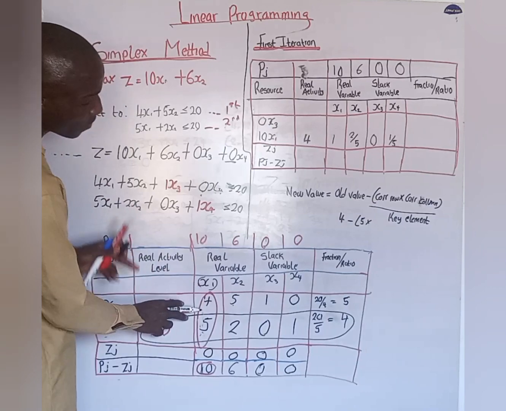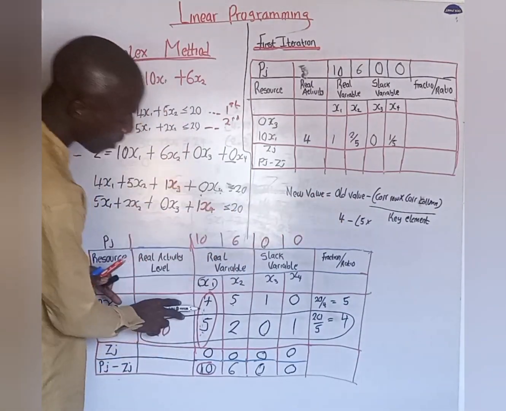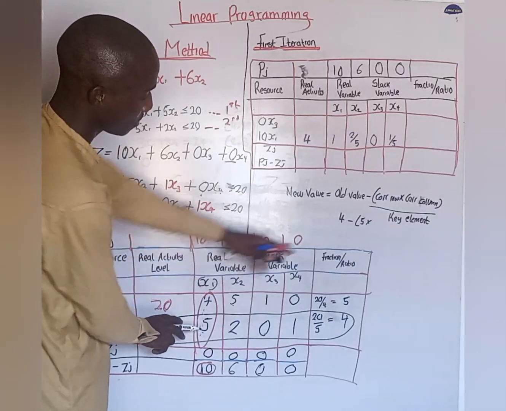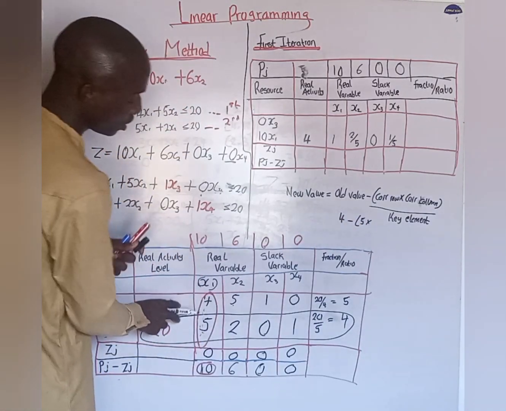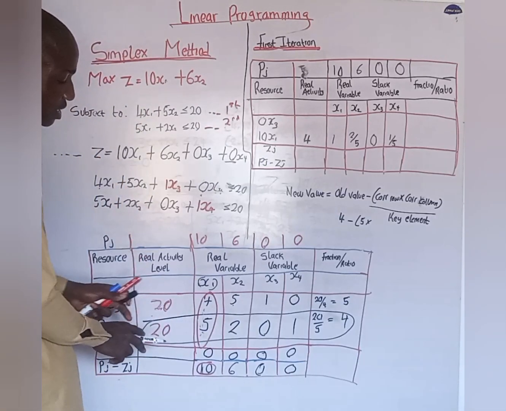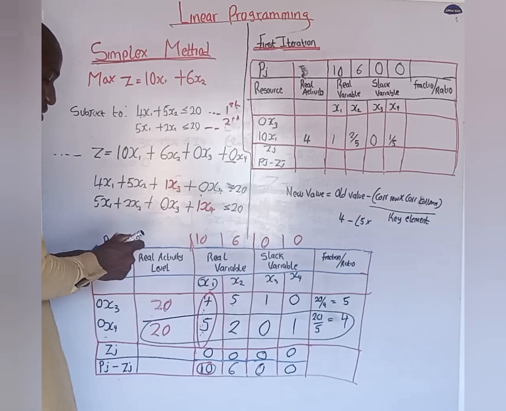So I want to get the new value of 4, which is what? 4 minus the corresponding key row element is what? 5. I put it there, multiplied by the corresponding key column element. The corresponding key column element is also what? Is also 5.